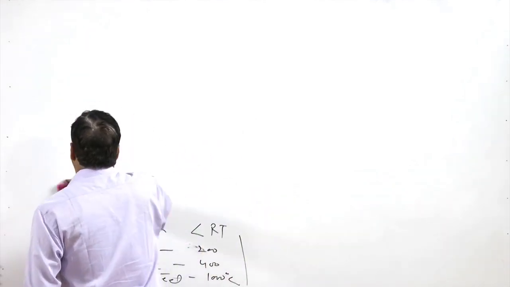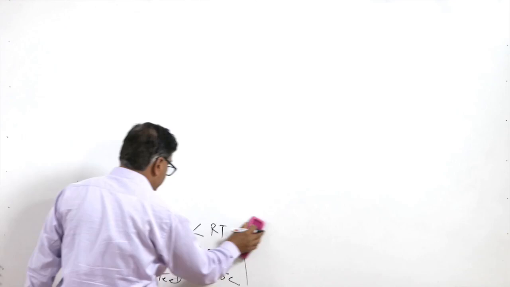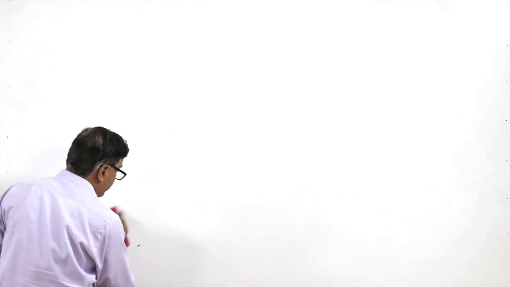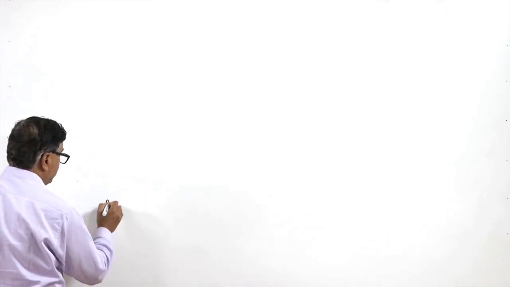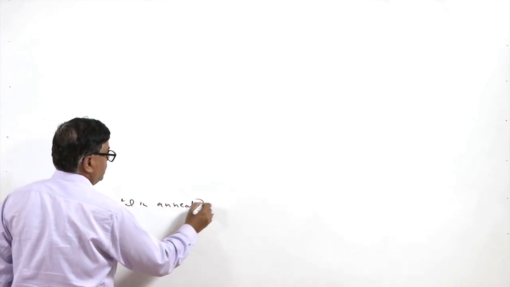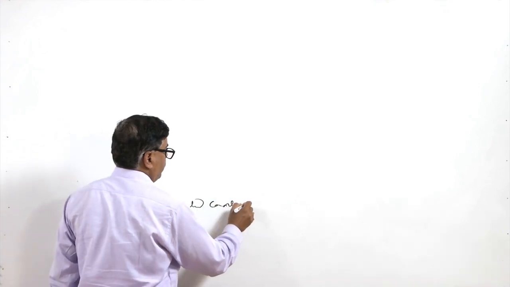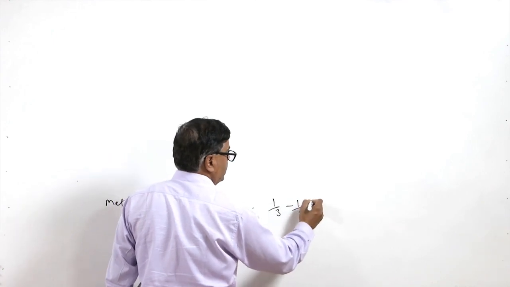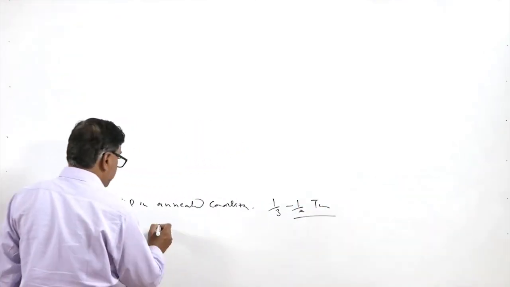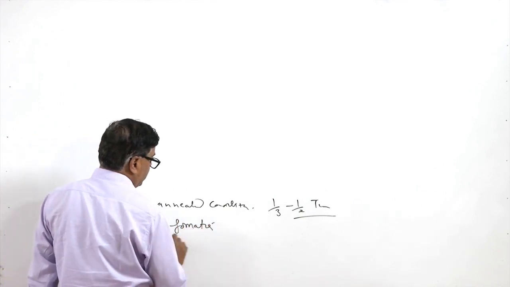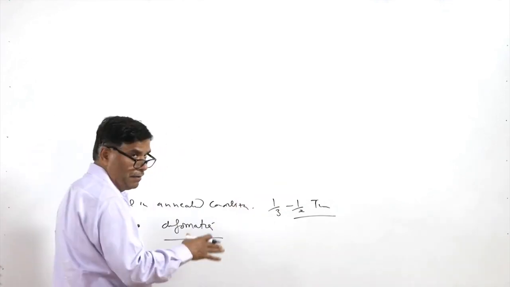So, the recrystallization temperature however is influenced by the extent of the deformation which has been carried out in the metal. Metal in annealed condition is found in this range, 1/3 to 1/2 of the melting point. But if it is deformed plastically, then depending upon the extent of the deformation, this temperature can be lowered.